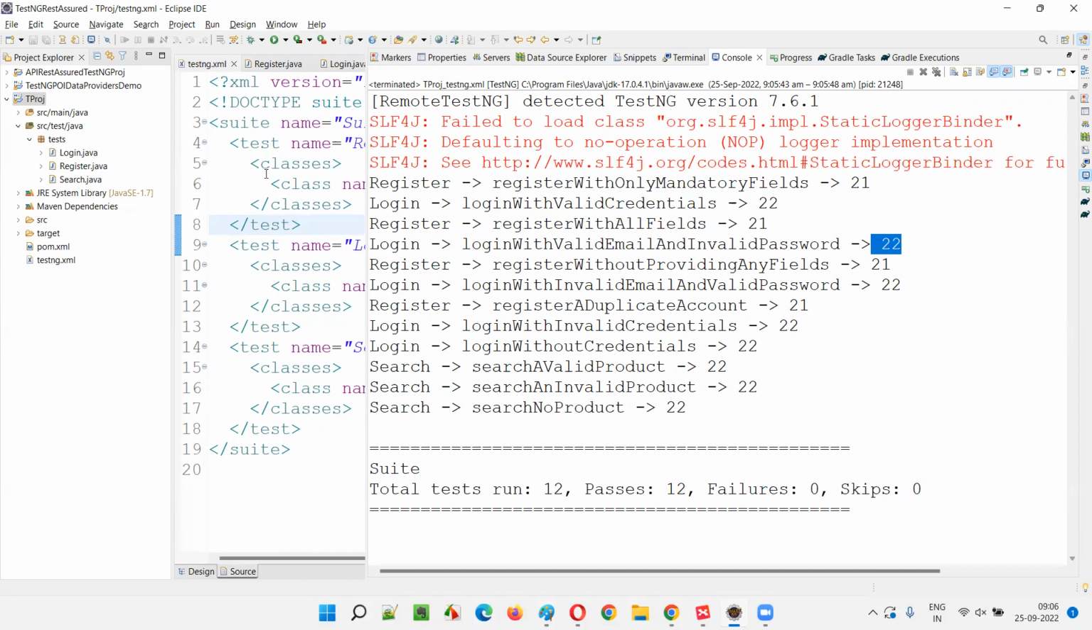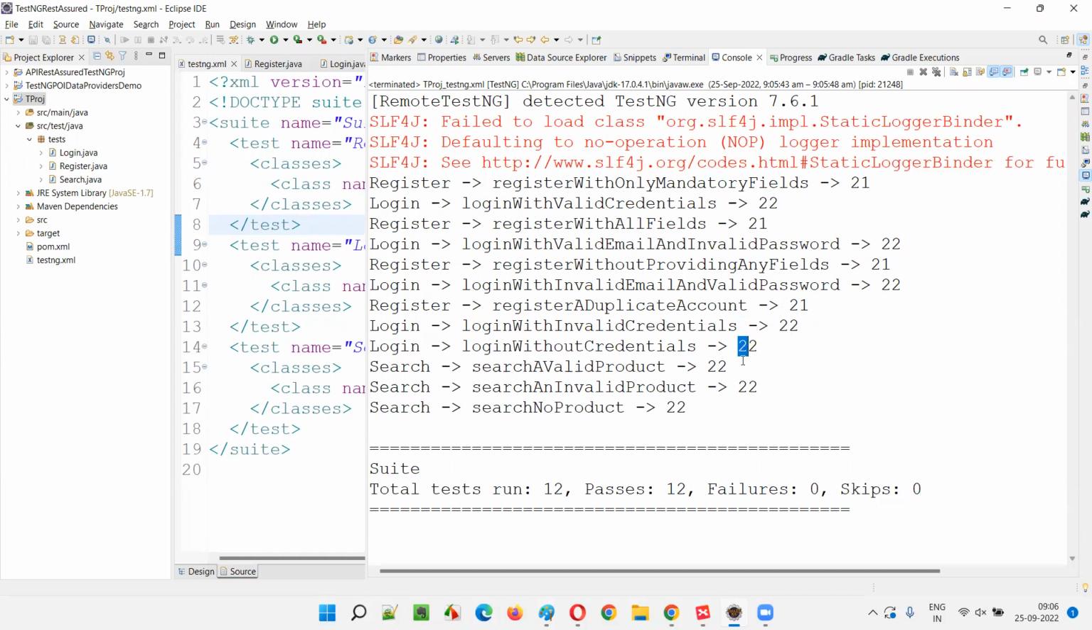The methods from the test groups are allocating these threads. Register, login, the same numbers, 21. Login tests are running on 22, whereas register tests are running on 21.